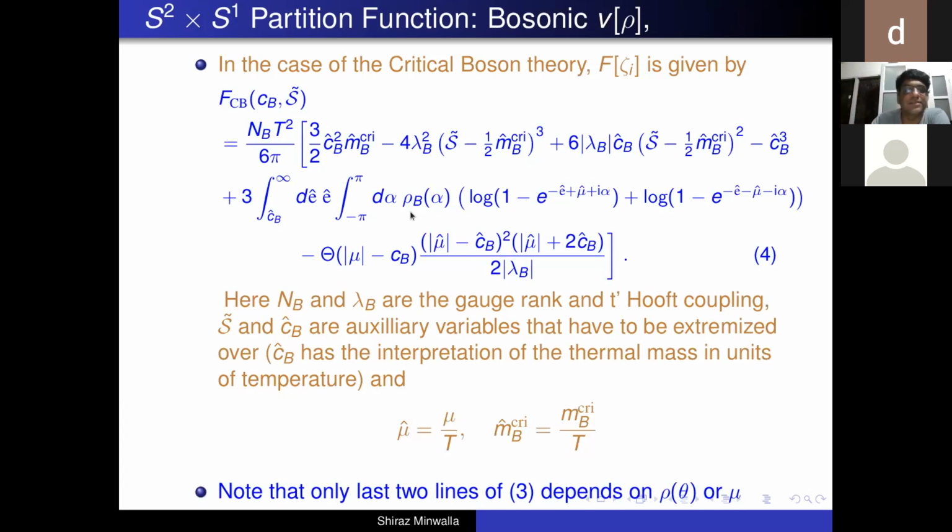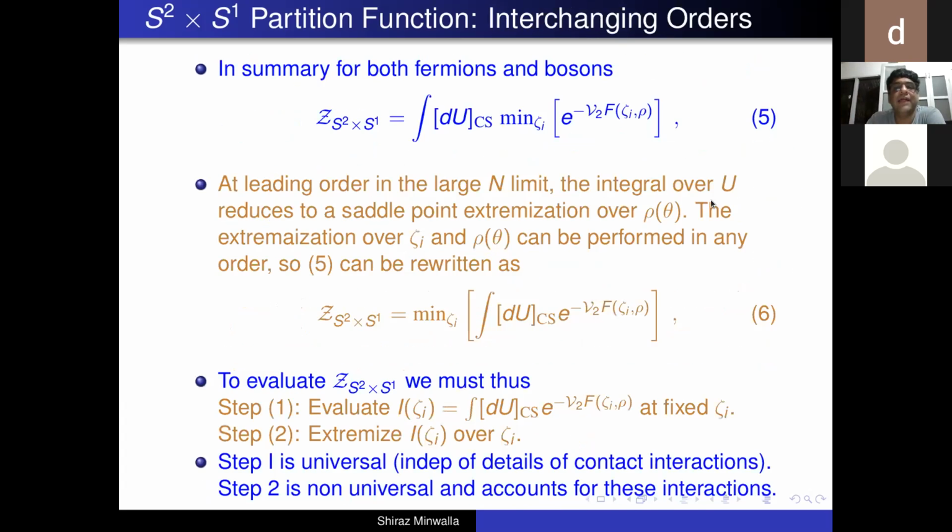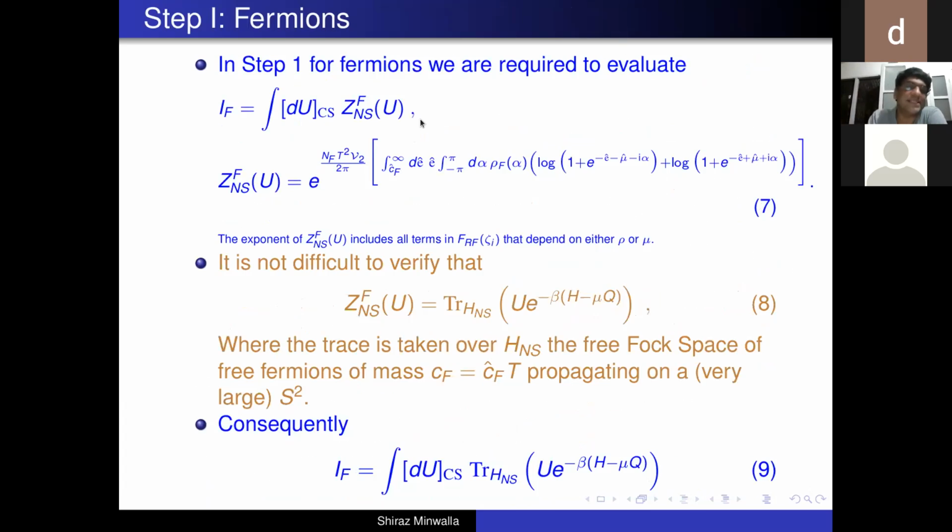Now, sorry, this was the bosons. But for the fermions, the only part of the off-shell free energy that depends on this eigenvalue density function is this third line. Okay, and therefore, in step 1, all we need to do is to evaluate this relatively simple quantity. We need to evaluate the integral over u of this relatively simple expression.